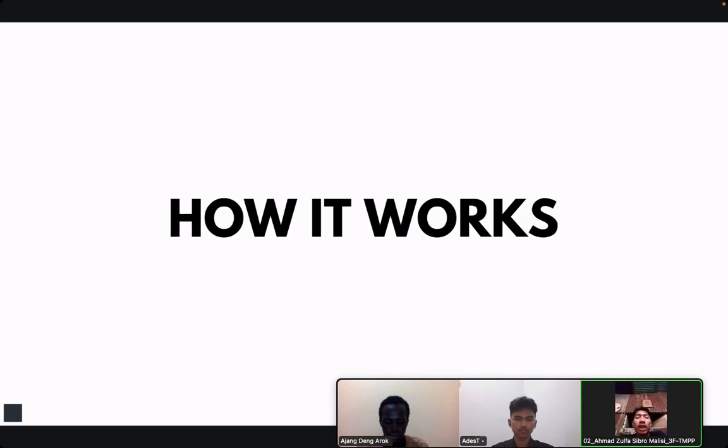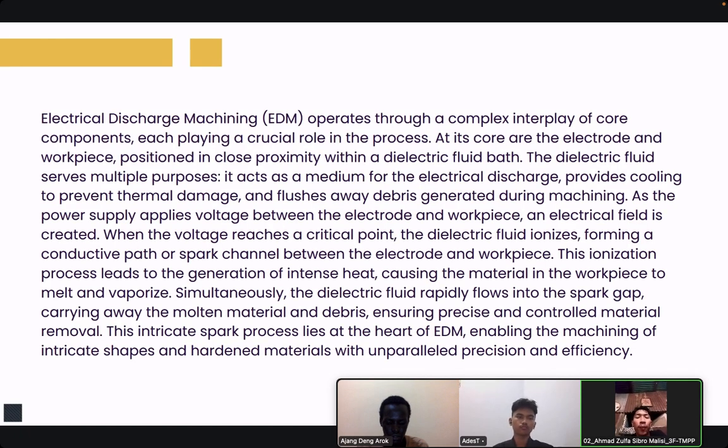So now I will explain how it works. Electrical discharge machining operates through a complex interplay of several components, each playing a crucial role in the process. At its core are the electrode and workpiece, positioned in close proximity within the dielectric fluid path.